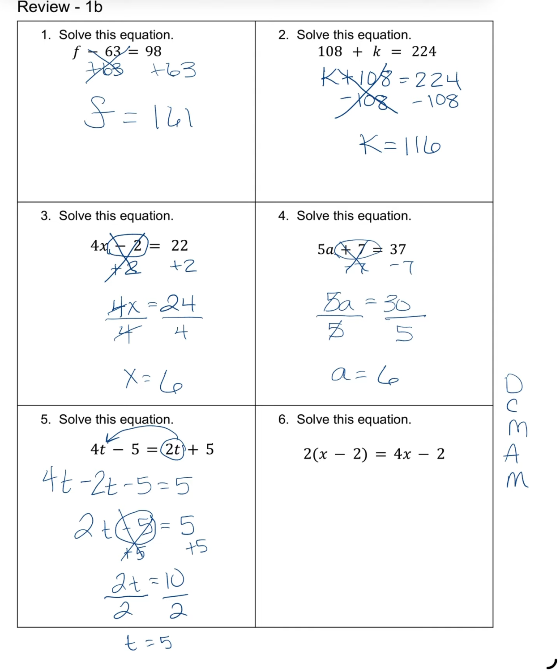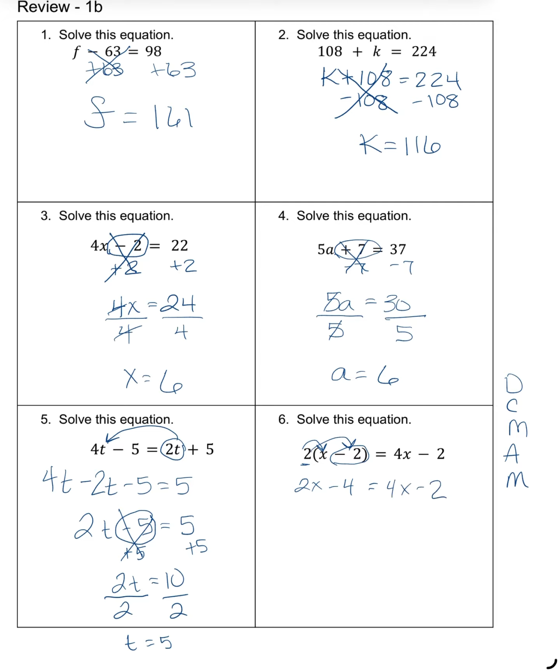Okay. Number 6, multi-step equation. So we've got to go through, don't call me after midnight. And in number 6, we do need to distribute. We have this math problem where we've got one number on the outside and an expression on the inside. So we need to do 2 times x and then 2 times negative 2, which is a negative 4. And then the other can just come straight down.